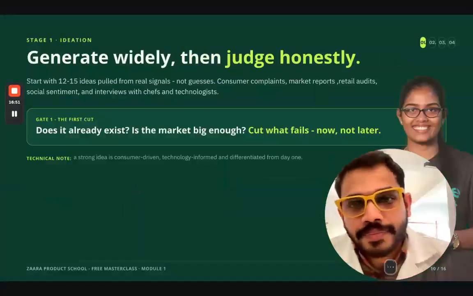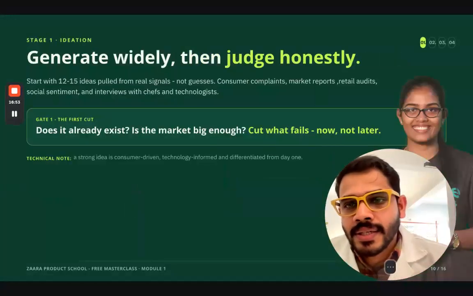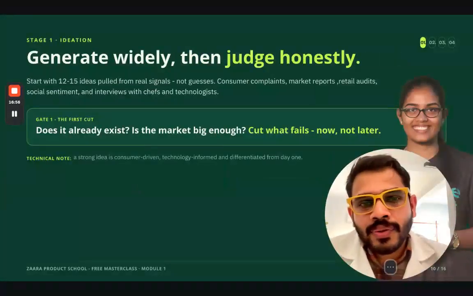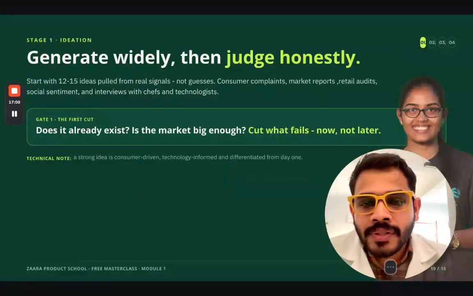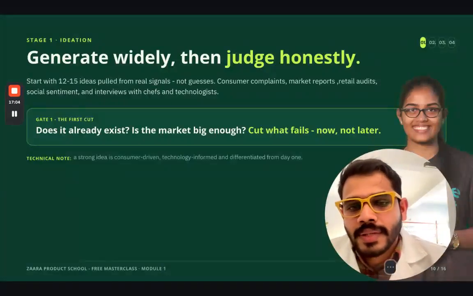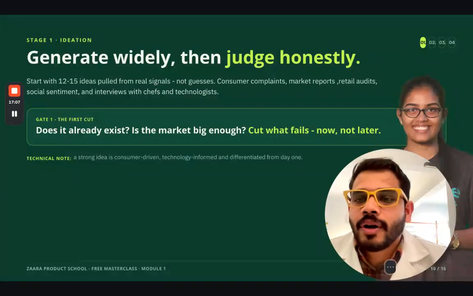impact the market. And if you see, ideation is developing, analyzing the problem, and converting it to the solution. A strong idea must be consumer driven, technology informed, and differentiated from the competitor.